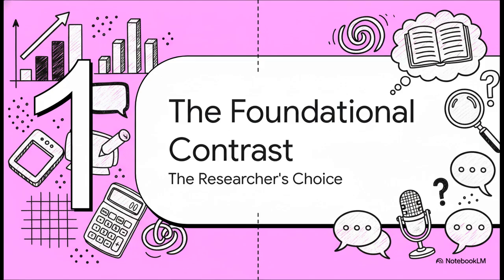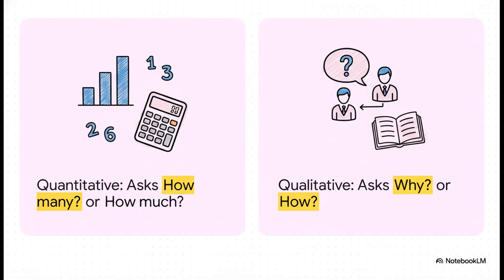The very first choice a researcher makes is between two fundamentally different ways of seeing the world. This is that foundational contrast that's going to shape everything else that follows. And at its core, the difference is actually pretty simple. Quantitative research, it's all about the numbers. It asks questions like, how many, or how much? But qualitative research, that's about the story behind the numbers. It asks why and how.